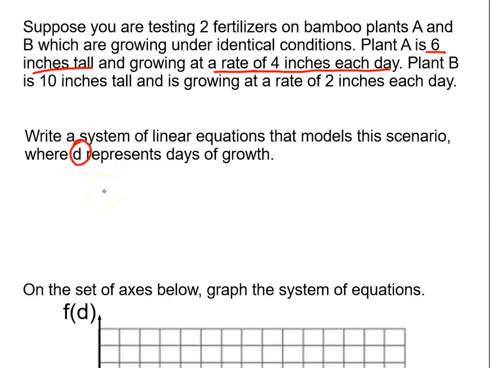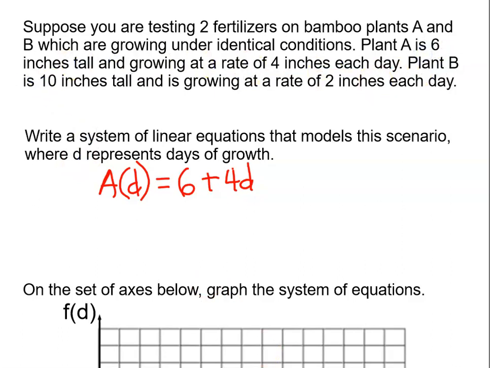So since this is plant A, I'm going to call this equation A, and I'm going to say that its input is D. And it looks like I have an initial value of 6 and a growth of 4 inches per day. Now I'm going to do the same thing for plant B. So I'm actually going to call this function B. And again, its input has to be the letter D. And this one has an initial value of 10 inches, and it's growing at a rate of 2 inches per day. So there's my system.